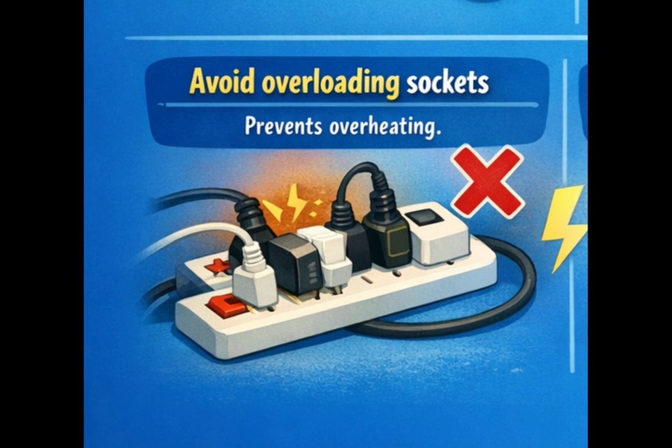Next point is avoid overloading electrical sockets. You know about overloading. What is meant by overloading? If too many electrical appliances are connected to a single socket, they will draw an extremely large amount of current from the mains. This means we should not connect too many electrical appliances to a single socket. If we do this, a large amount of electric current flows through the wire. This can overheat the wires and damage the circuit.